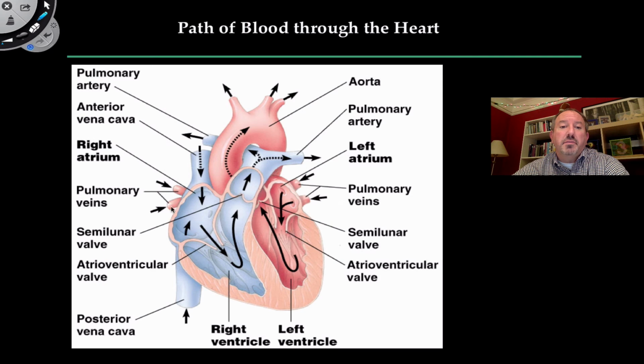The right atrium and left atrium pick up blood simultaneously, and the ventricles contract simultaneously. So these are pumping and these are pumping. So the blood is flowing into the atria and then down into the right ventricle to the lungs, back to the heart over here, and then up and out the aorta over on this side.